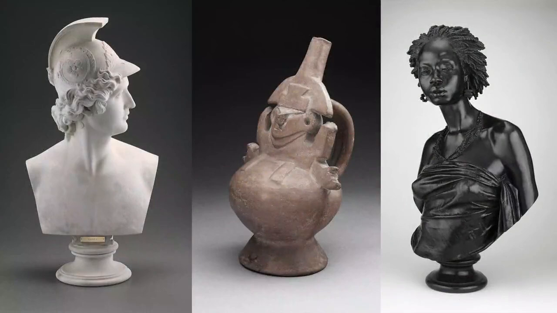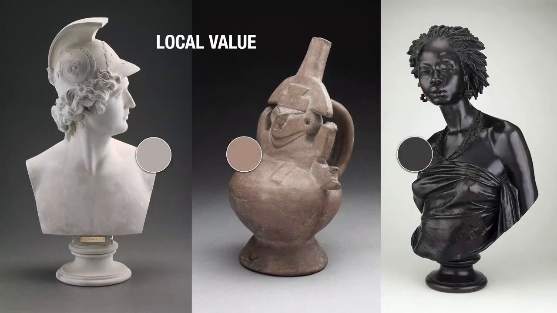The last concept I'd like to explain here is local value. The local value is the average brightness of a material. In this case, the white marble of the left image has a similar local value to the clay vessel in the middle image. The sculpture on the right has a much darker local value.